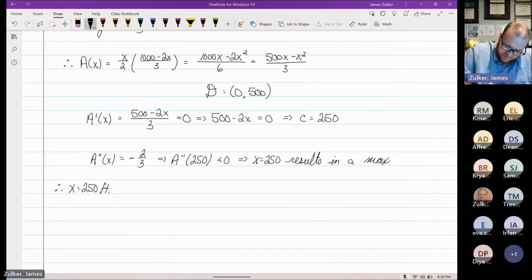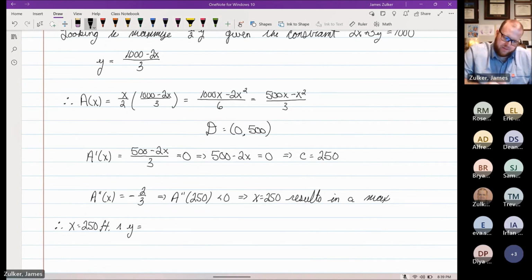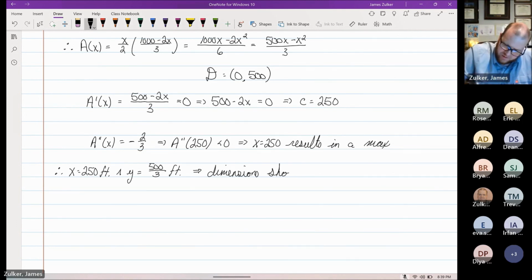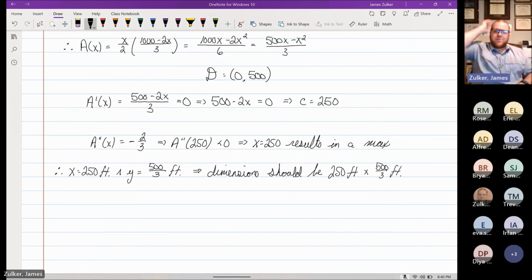So we get x is 250 feet. And what is y? It'd be 500 over 3. We're looking for dimensions here, not the area. So the dimensions should be 250 feet by 500 over 3 feet. Those dimensions result in the maximal area of the two pens.